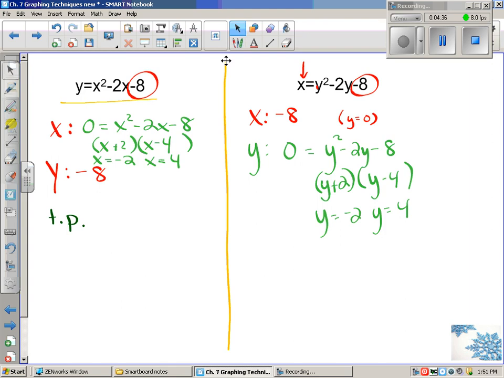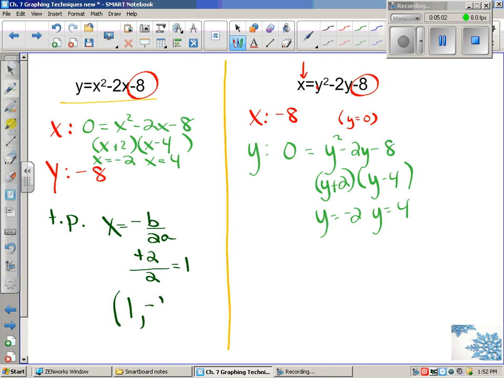All right, same step, turning point. How do you find the turning point of any parabola? Middle of the two x's, or x equals negative b over 2a. So negative b would mean negative negative 2 over 2 times 1, so it's 1. And so I plug the 1 into that equation, and I'm just going to do it for you. You get negative 9.